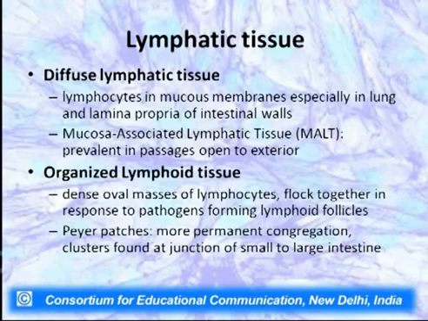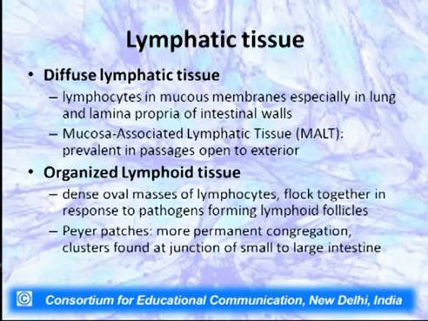So, whether it is through the intestinal, digestive, bronchi, nasal or genitourinary tract, the pathogen is entering the mucosal membrane. Now, who is protecting? Generally, the diffuse lymphoid tissue is protecting us from all these pathogens. Now, when the entire mass of lymphocytes is covered by a capsule, it forms an organized lymphoid tissue. So, we can define the organized lymphoid tissue as dense oval masses of lymphocytes which flock together in response to a pathogen, hence forming lymphoid follicles.